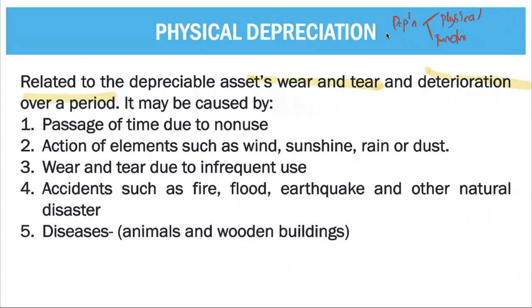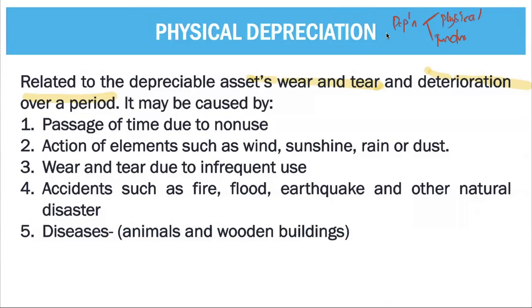So is it already too old? Is it already dilapidated, deteriorated based on its physical characteristics? What are the main causes of a physical depreciation? Of course, the passage of time, the action of your elements such as your sun, wind, rain, the wear and tear due to use, the accidents, and your diseases. Your diseases is applicable to your animals and wooden buildings.